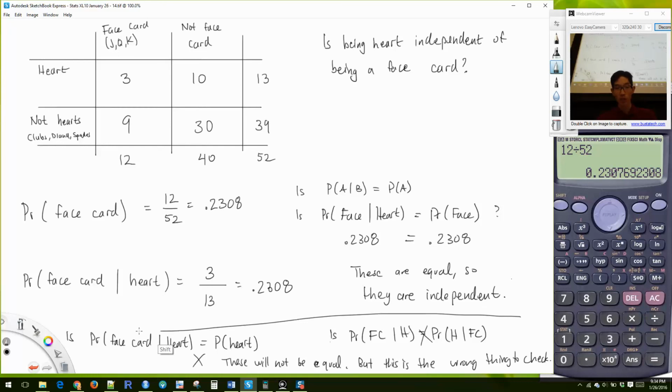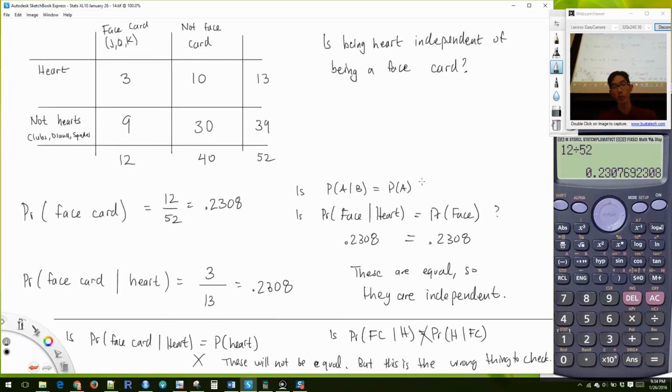Okay, so you want to check the right relationship, and if this does equal this, the probability of A given B is equal to the probability of A. So I recommend saying, you know what, I'm going to make face card event A, and I'm going to make hearts event B, okay? And then clearly you can say, whenever I see A, I'm going to put face card. Whenever I see B, I'm going to put heart. And over here, when I see A, I'm going to put face card. Then you'll get the right relationship.